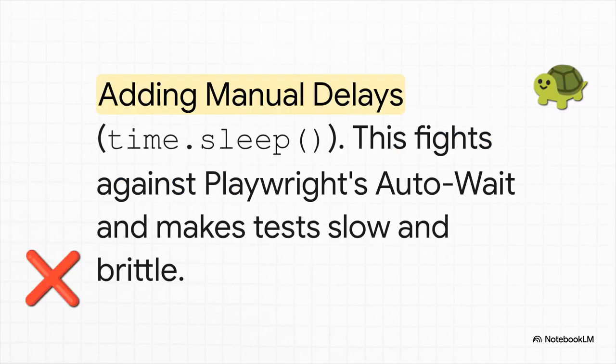This, right here, adding a time.sleep. It is such a hard habit to break, I get it. But in Playwright, it's not just unnecessary, it's actually harmful. You are actively fighting against the auto-wait system. It's like telling that self-driving car to just stop for 5 seconds at every single intersection, even when the light is green. It just makes your tests slow, and ironically, it makes them more brittle, not less.